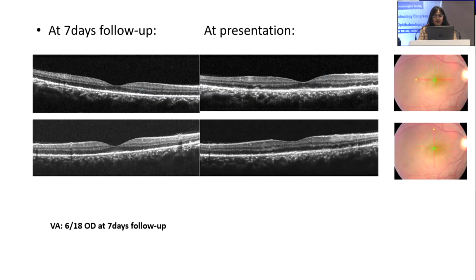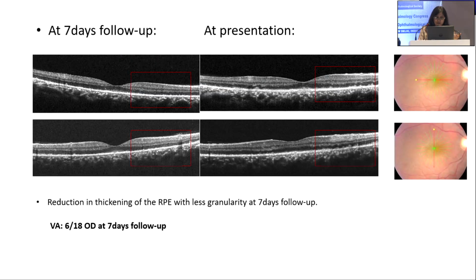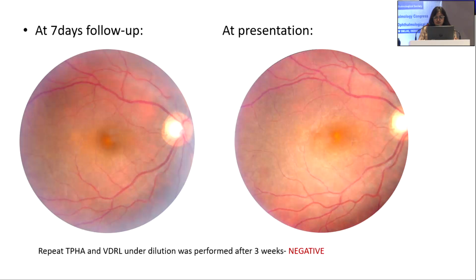And to my surprise, at 7 days follow-up, there was already a reduction in the thickening of the RPE with less granularity, and visual acuity improved to 6/18. Even in the fundus photograph, there was reduction in the dullness of the foveal reflex and the yellowish hue along the infratemporal arcade.